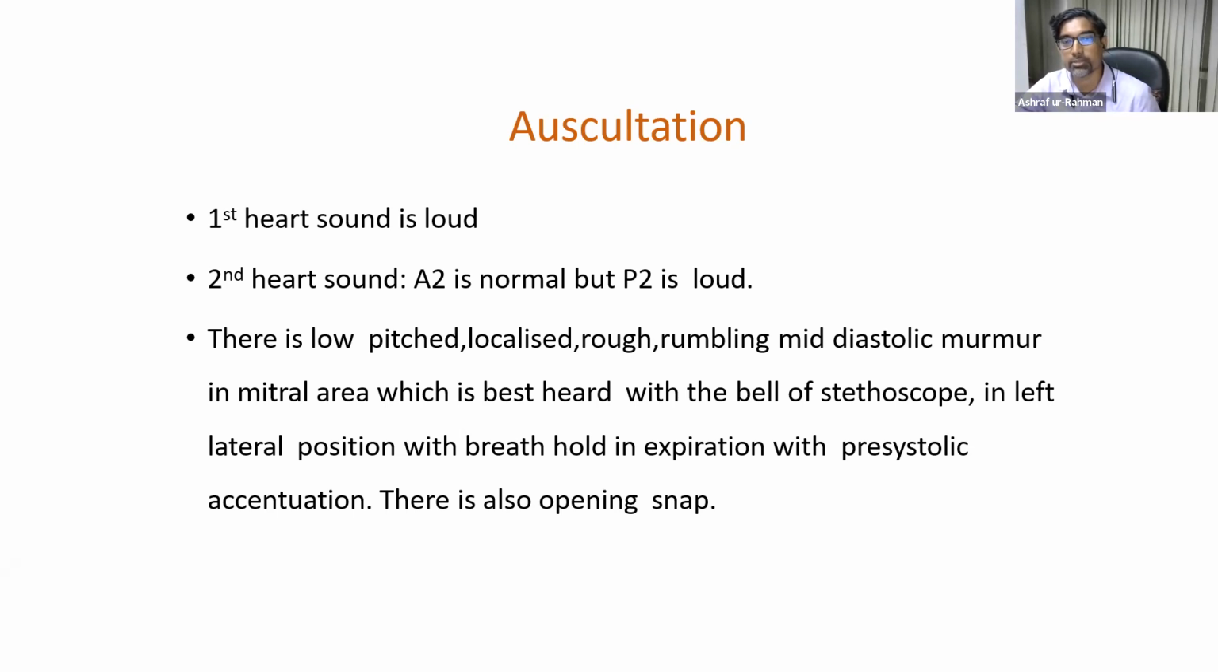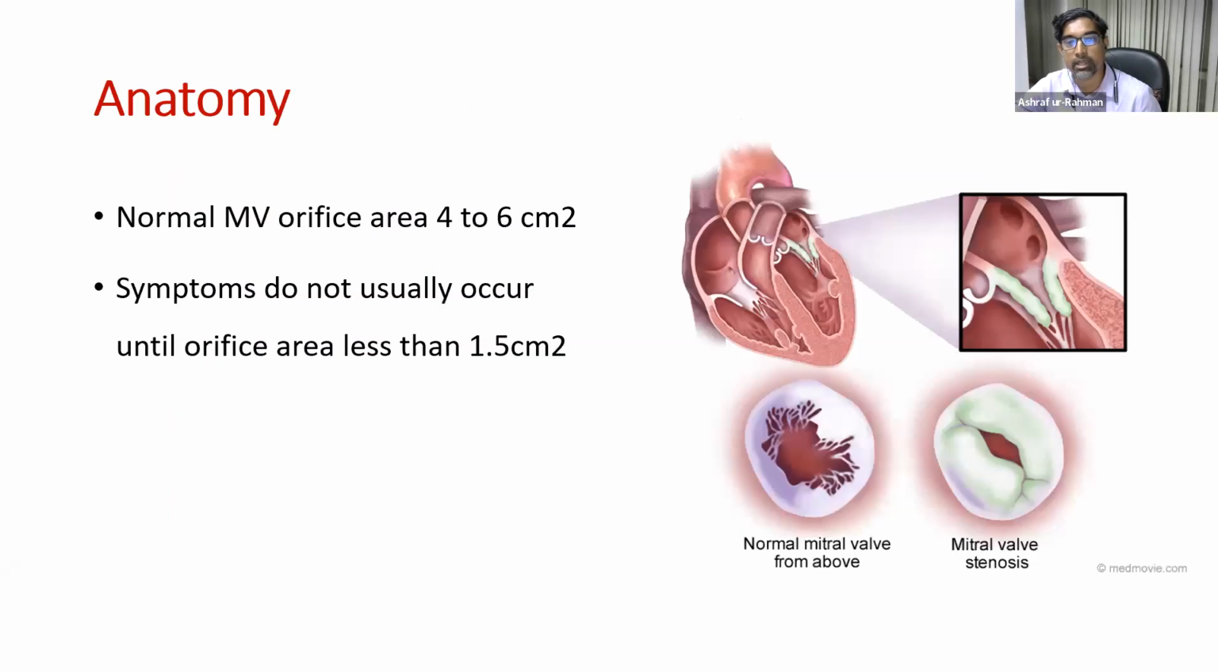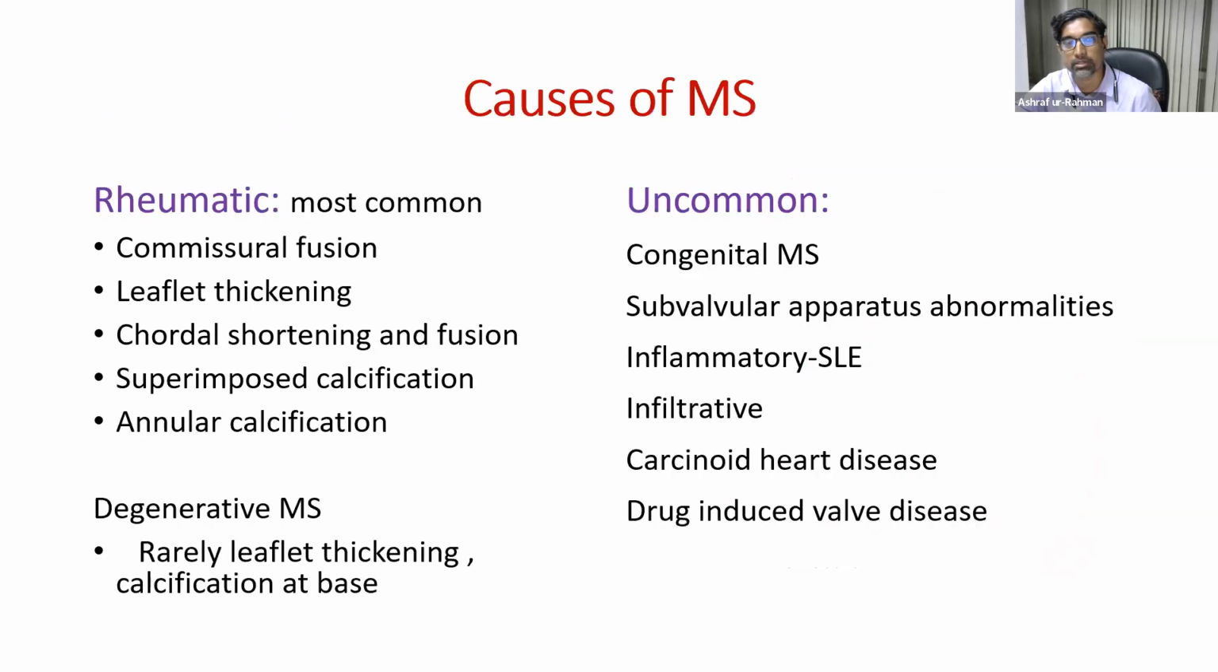So these are the basics of MS, and on the basis of that, we do the ECG, and we look forward to P mitrale and evidence of LA enlargement. And the mitral valve area is 4 to 6 square centimeters, as you all know, but symptoms don't usually occur unless it is less than 1.5 square centimeters.